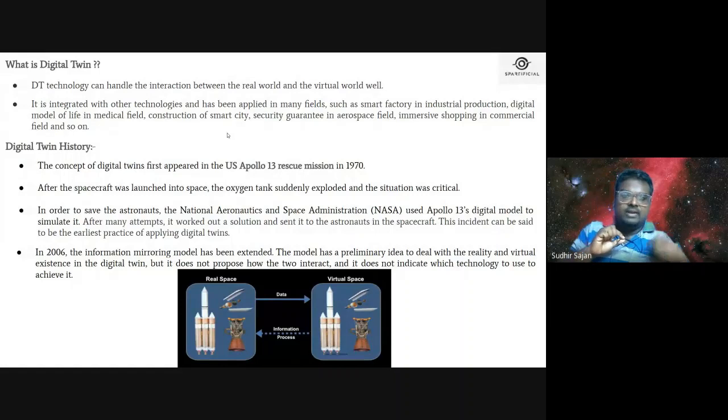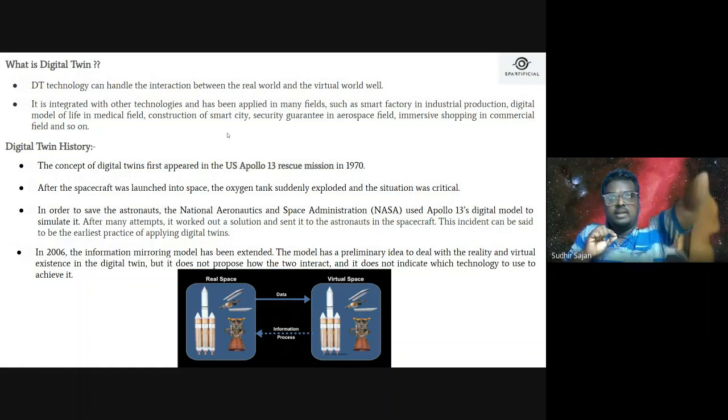So when exactly did NASA use a digital twin? In 1970, when the United States' Apollo 13 was about to fail. There was an oxygen tank explosion. So Apollo 13 was about to fail. At that time, the people sitting in NASA had already developed a digital twin. They ran simulations because the real-time data transfer was happening there. Whatever happens in your real rocket just happens in your digital rocket.